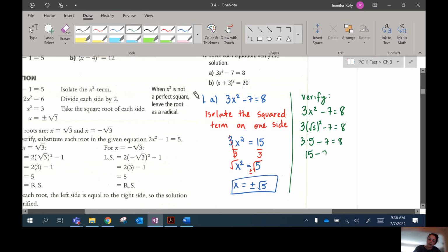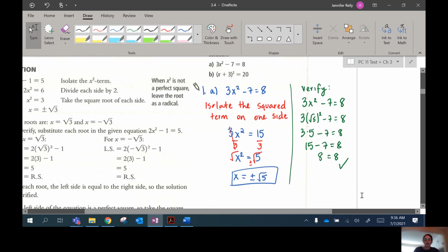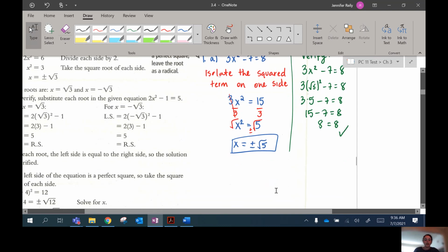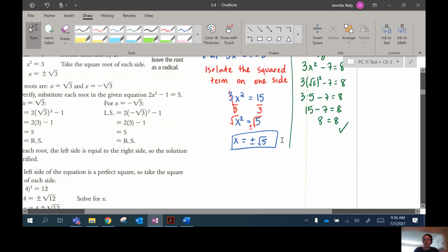And this would be 15 minus 7 equals 8. Yeah, 15 minus 7 is 8. So this works out. So a lot of our answers today are actually going to have square roots in them. If it's not a perfect square and you can't take the square root of it, you shouldn't write it as a decimal. You should just leave your answer as a radical.